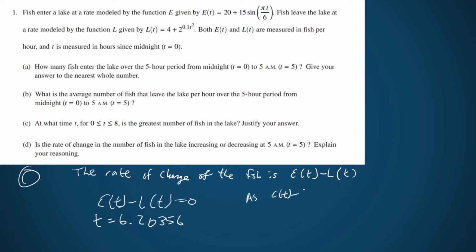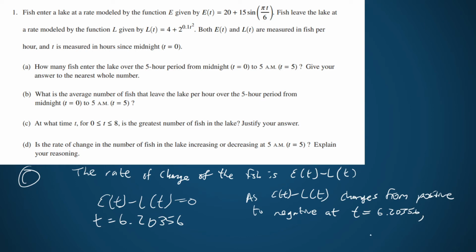As ET minus LT changes from positive to negative, it's a relative maximum. Okay, so that proves it's a relative maximum. If I want to prove that it is the maximum from 0 to 8, I would need to add another bit to this.